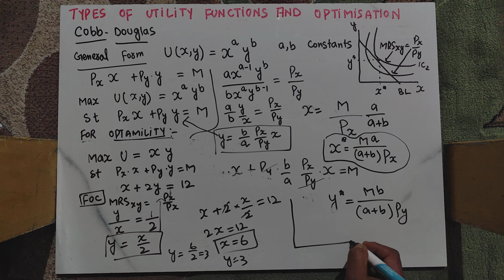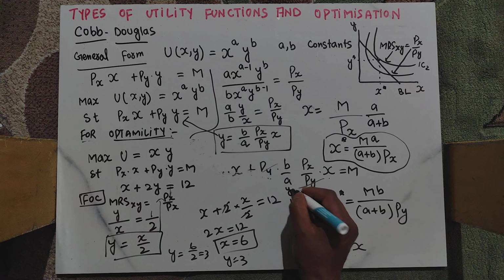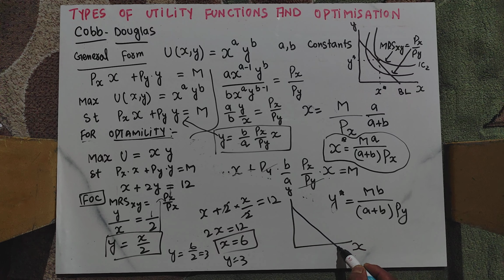Graphically, what is meant by this? We have X on the horizontal axis and Y on the vertical axis. We have this budget constraint and we got the optimality at this point. At this point, the consumer will consume 6 units of good X and 3 units of good Y, in this specific case.